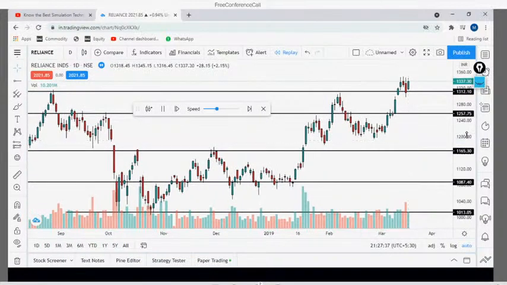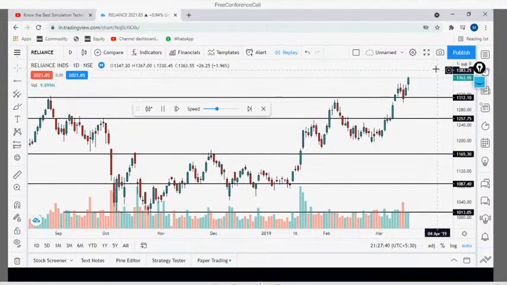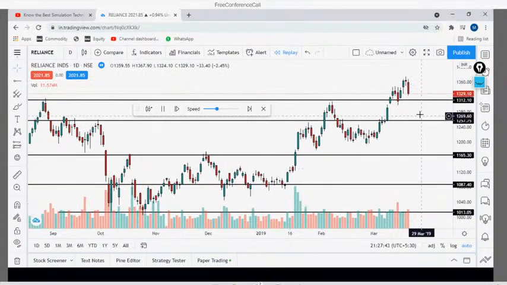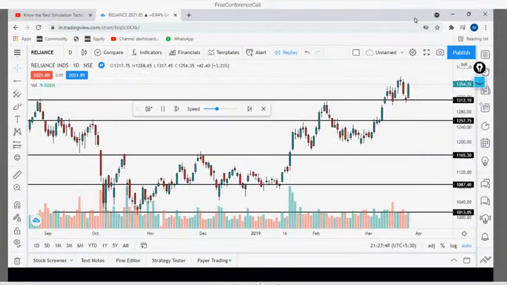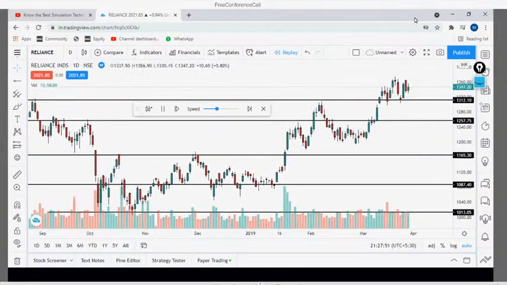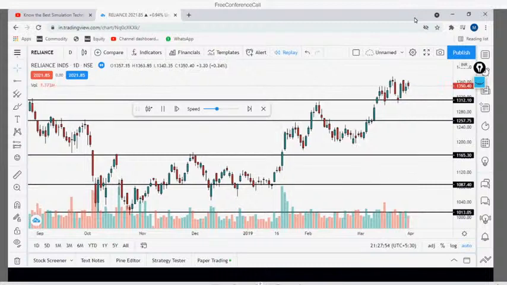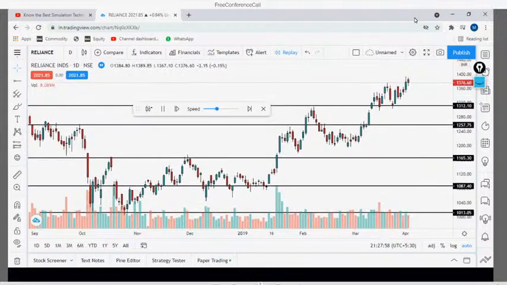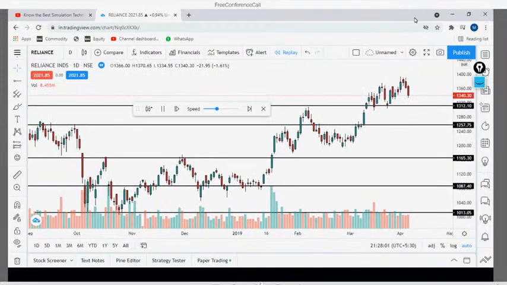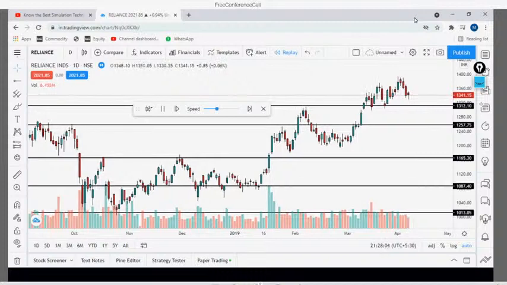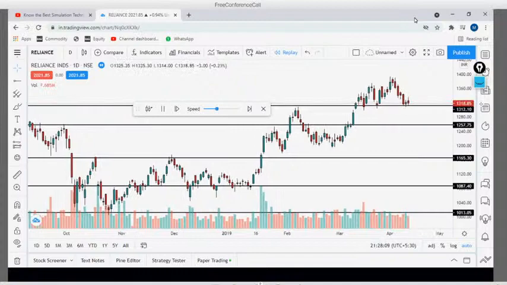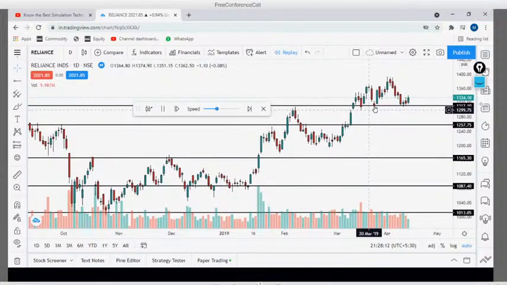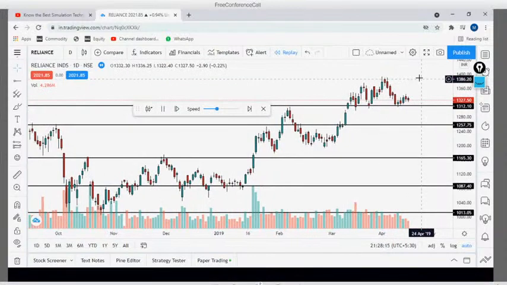Okay, let's see. Now see how this left. Now we'll see how the previous support level is acting as a resistance. Just a minute, guys. See how the same level is acting as a support and going upside.